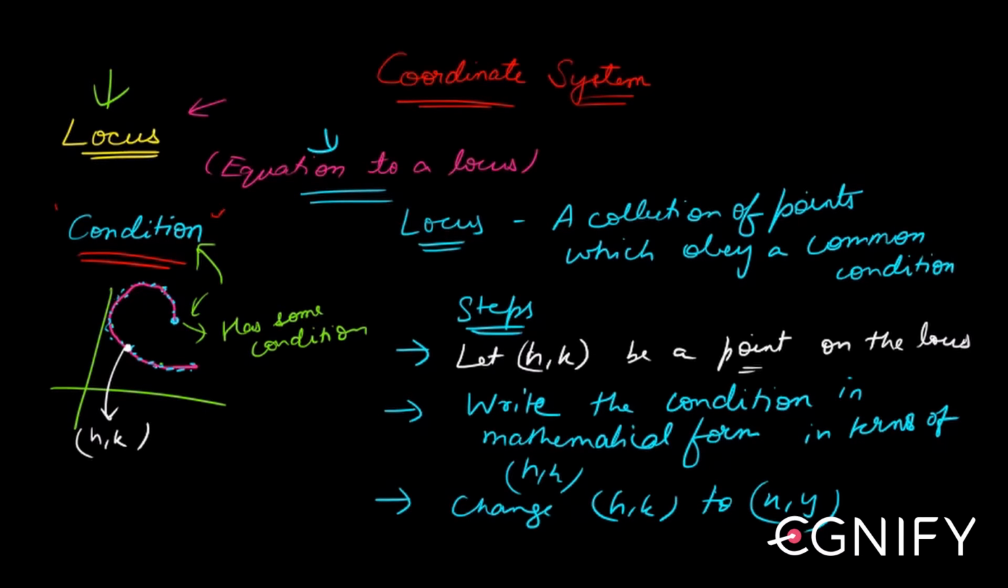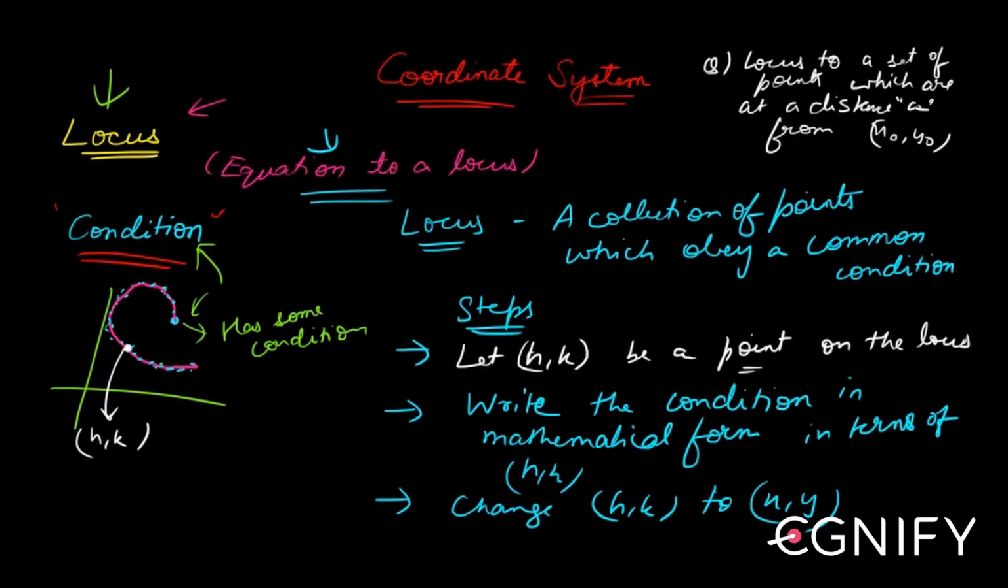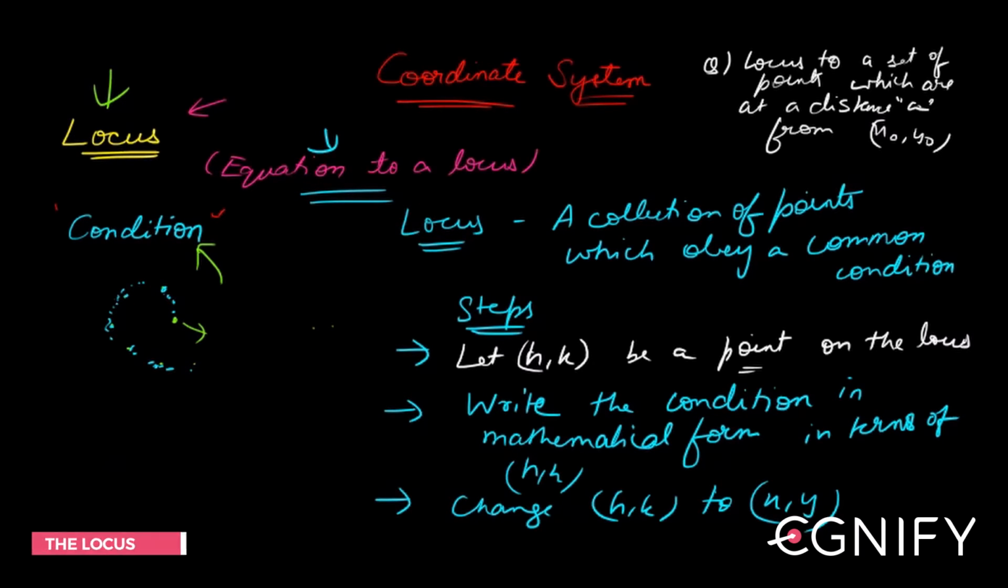Let us look at a small example. Let my question be: write the locus of a set of points which are at a distance a from x0 y0, right? A very simple question. Let's look at how we can do this. Let me just draw the diagram for the corresponding question. I have a point x0 y0, right? This is my point x0 y0.